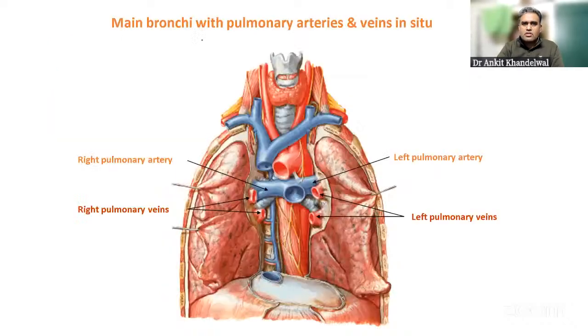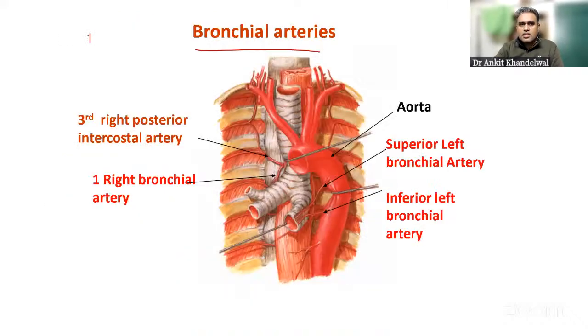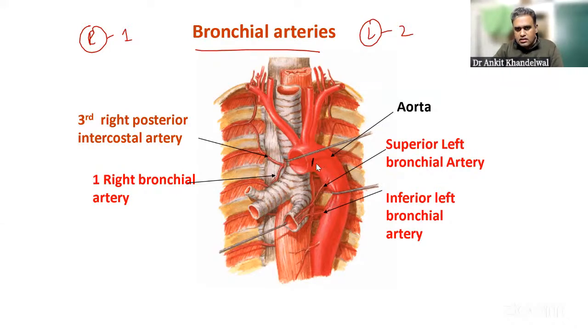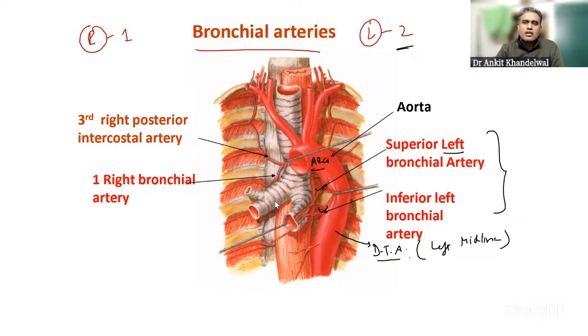Let's make a small diagram also if you want to. Okay, now pulmonary artery, pulmonary veins are shown. Here come the bronchial arteries. Now, right lung has one bronchial artery, left lung has two bronchial arteries. Here, look at this. Let me change the color to black. This is the aorta, this is the arch of aorta, and here this is the descending thoracic aorta. Now see what happens: the aorta lies to the left of midline. Though it is quite in the center, it is a bit tilted to the left side. Therefore, it gives directly these two arteries, superior and inferior, on the left. So left has two bronchial arteries.